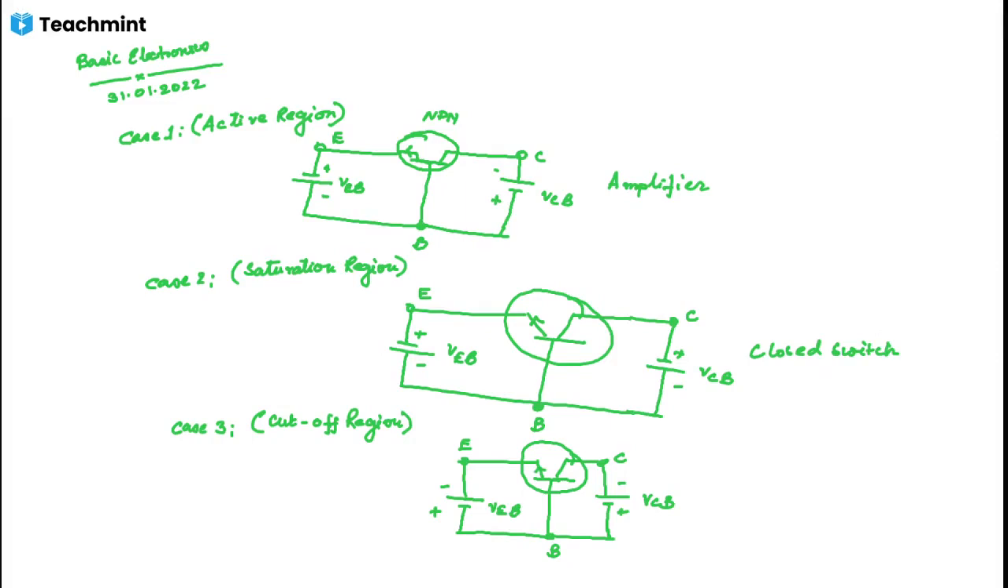So in this mode, both the junctions are reverse biased. The transistor has practically zero current because the emitter does not emit charge carriers into the base and no charge carriers are collected by the collector except a few thermally generated minority carriers. The transistor is open in this mode when it is used as an open switch. So this is a closed switch, this is an open switch.